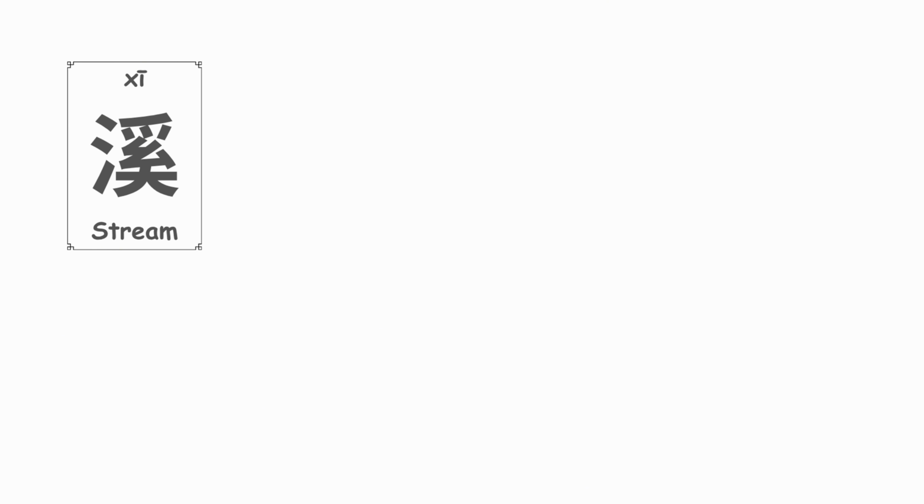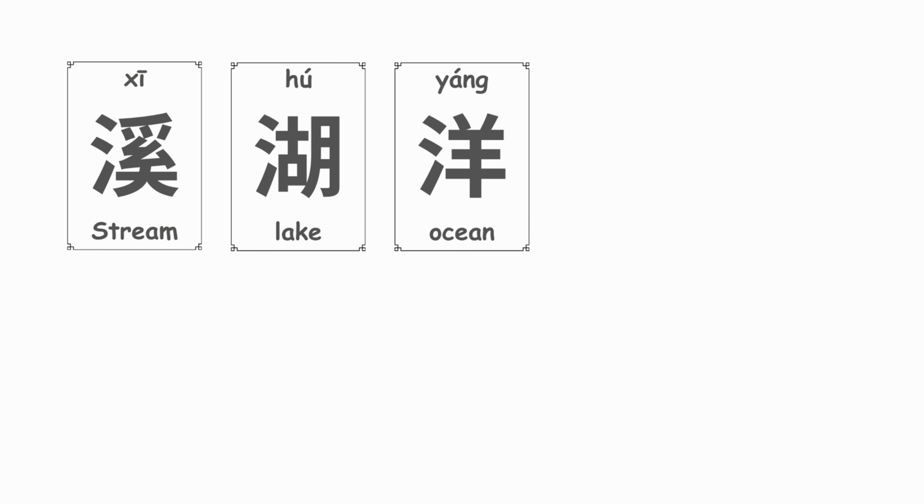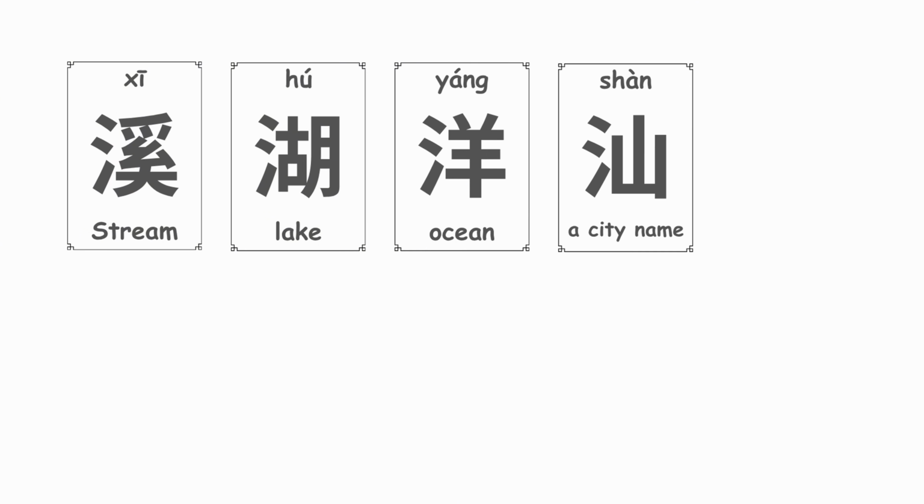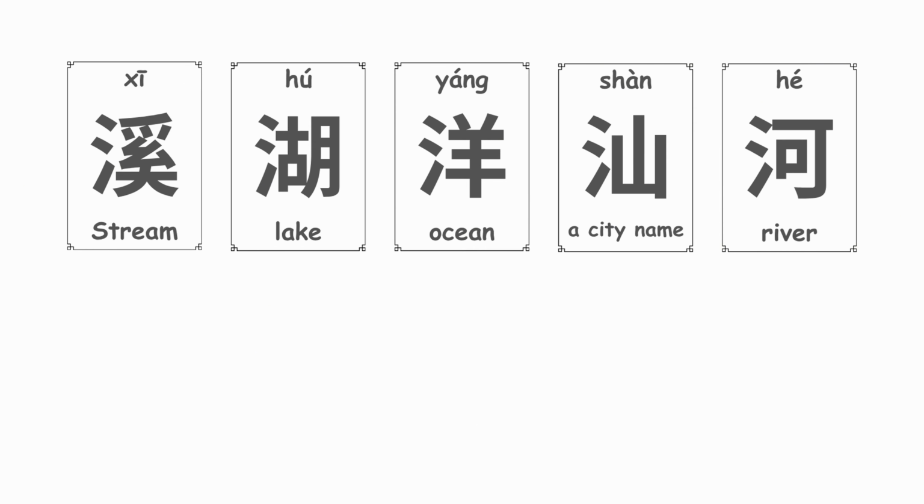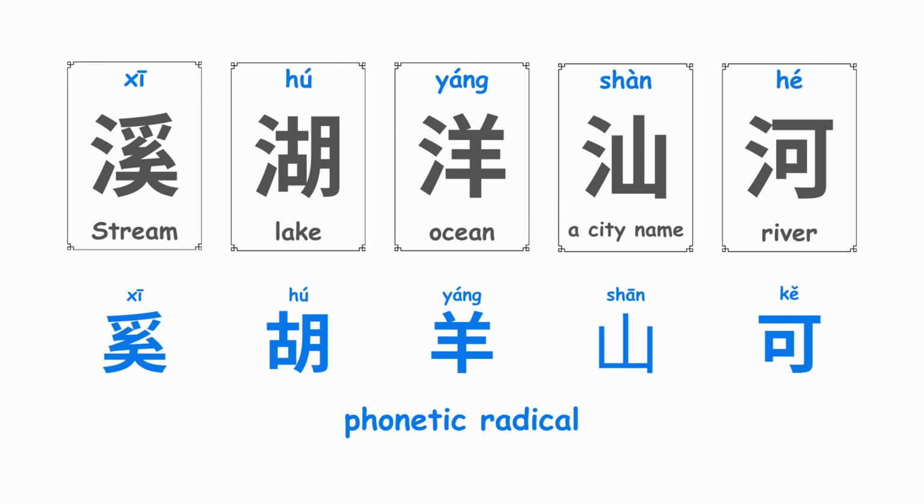Now let's look at another set. 西, 湖, 阳, 善, 河. They all have the 3 dots of water, 三点水. That's the semantic radical, showing they all have something to do with water. The remaining part in each character is the phonetic radical, suggesting the pronunciation.